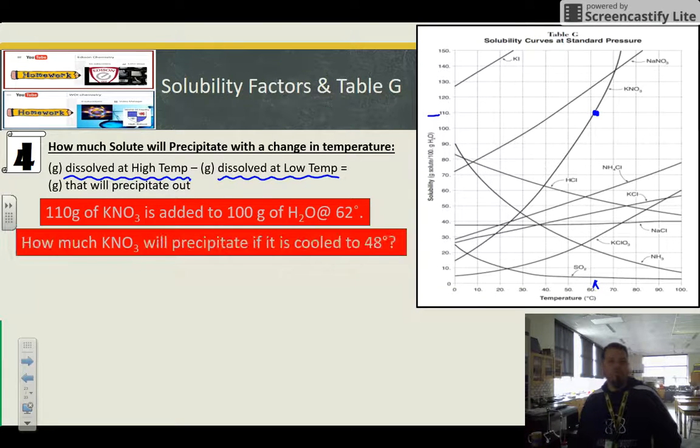Good. So what happens if I cooled that to 48 degrees? So we'll find 48 degrees, follow it up the line, and see where we end up. Now, see, there's a difference in grams. That difference in grams is 110 minus 180, which is, Monica's going to write this. I think he can do the math himself.